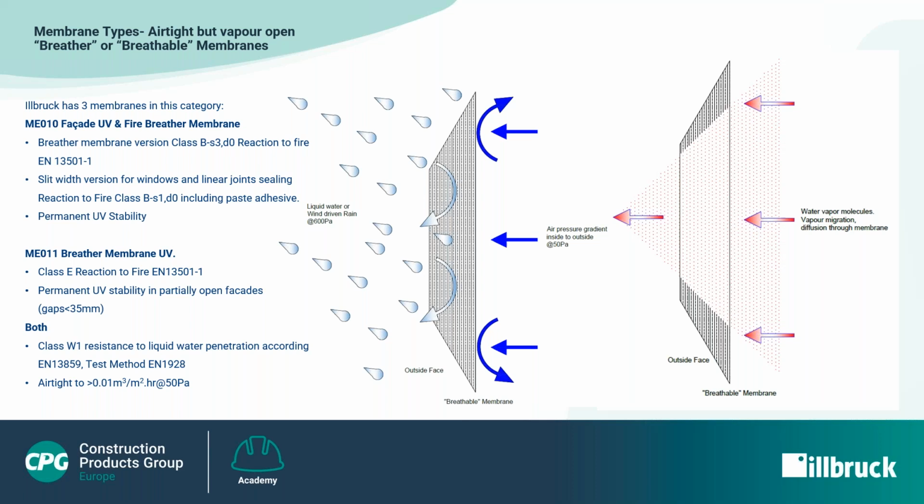ME010 is our default Approved Document B compliant solution for external solutions. ME011 is used as a monolithic breather membrane for non-relevant buildings only, where there is no required compliance with Approved Document B.